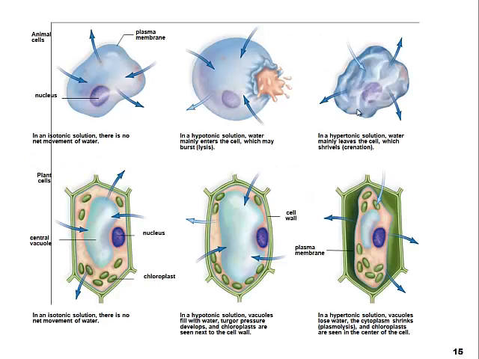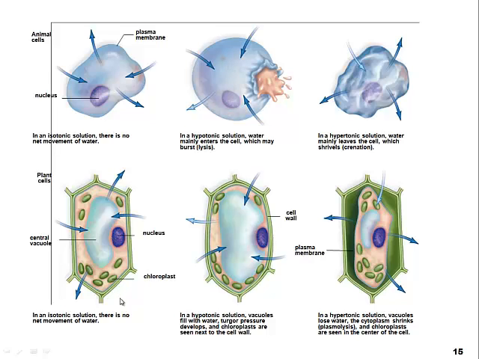Alright, so here we see these processes illustrated quite nicely. In an isotonic solution, there's movement in and out of the animal cell that we see on top here. So there's no net movement. The animal cell doesn't shrink or burst. In a hypotonic solution, water moves in and the cell bursts. In a hypertonic solution, water moves out and the cell actually shrinks.